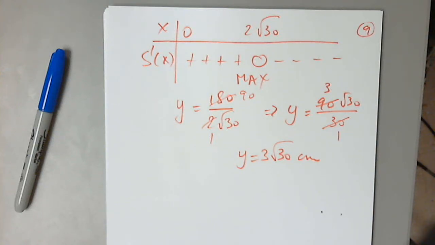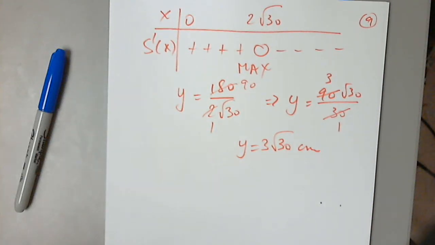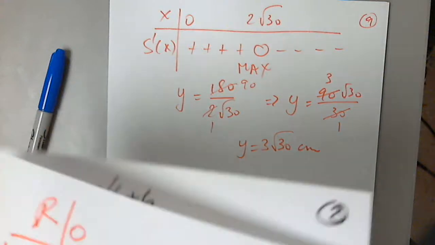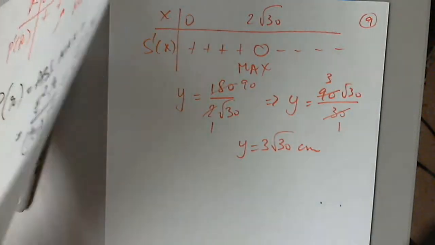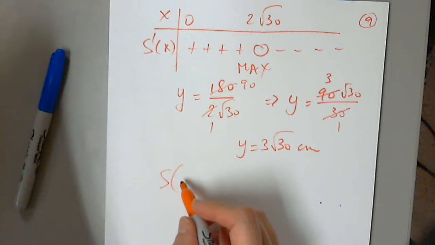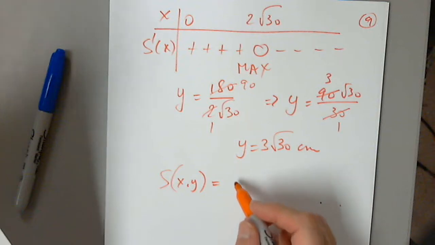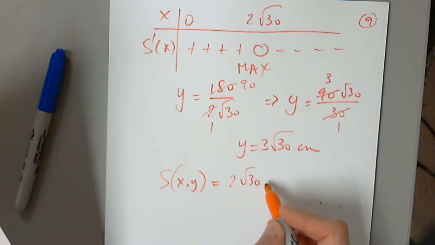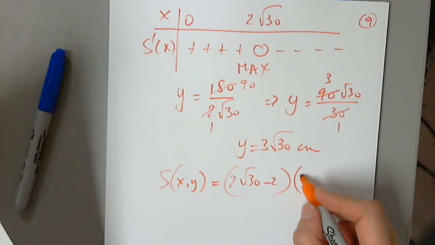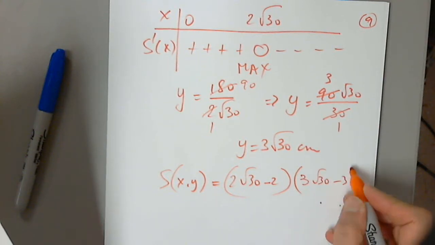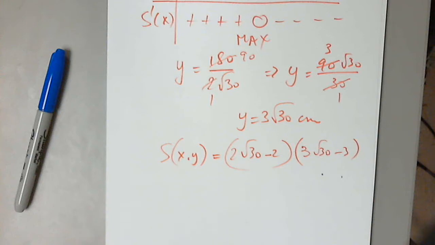And now in order to find the maximum area, I just have to multiply x by y. And that's all I need to do. Of course, minus 2 and minus 3. So let me copy the area one more time, with just x or both, it doesn't matter. X comma y. So it's x to the square root of 30 minus 2, and 3 the square root of 30 minus 3. So that will be the maximum area.